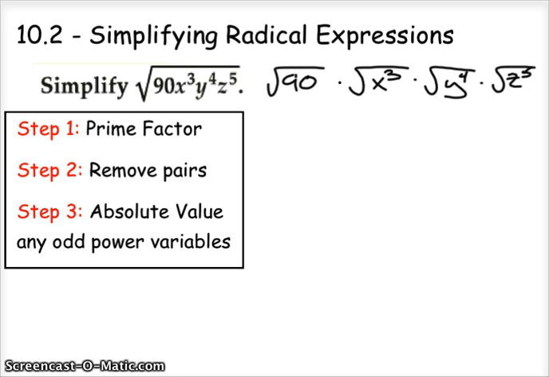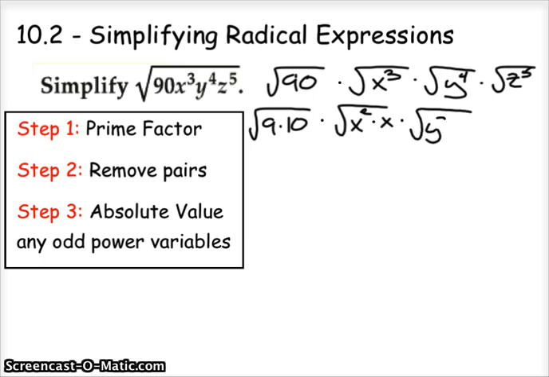Next, I'll break each one of these up, trying again to look for those perfect squares. 90 is 9 times 10. X to the third, again, a perfect square would be any number that's squared, and so x squared would be a perfect square. So I can break this up as x squared times x. And then y to the fourth is y squared times y squared. And then z to the fifth would be z squared times z squared times z.